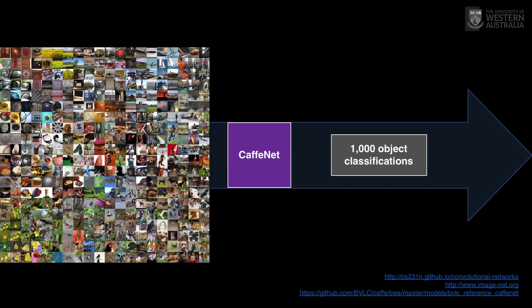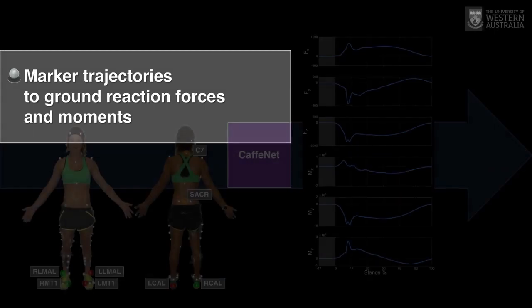If we could represent our biomechanics data in a way that these classifiers could handle, maybe we could reuse their accuracy without needing 1.3 million trials of our own. And to do this, our first step was to represent movement with 8 marker trajectories and build a model which can relate these to ground reaction forces and moments.